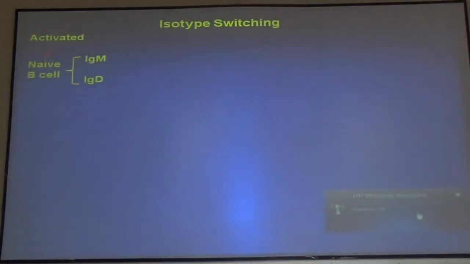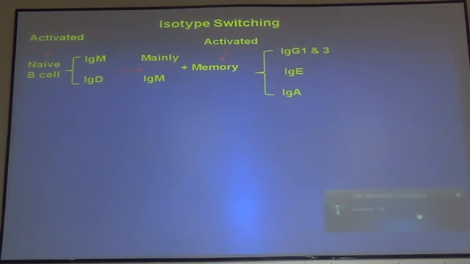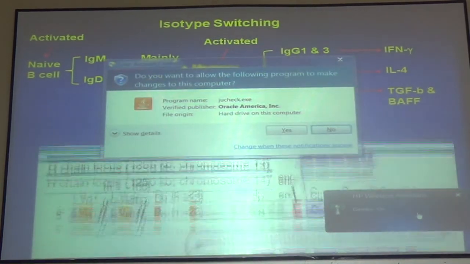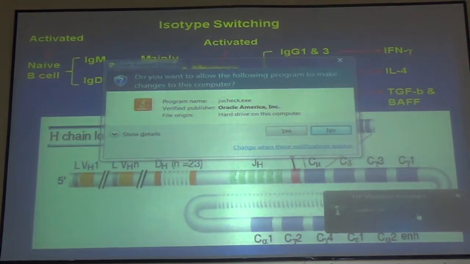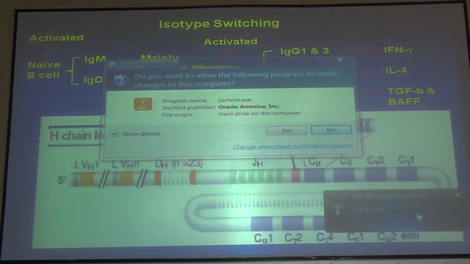So they are activated first and produce mainly IgM, the short-term plasma cells, and then when they become activated again, they produce different immunoglobulins based on what kind of cytokine, based on the cytokine.